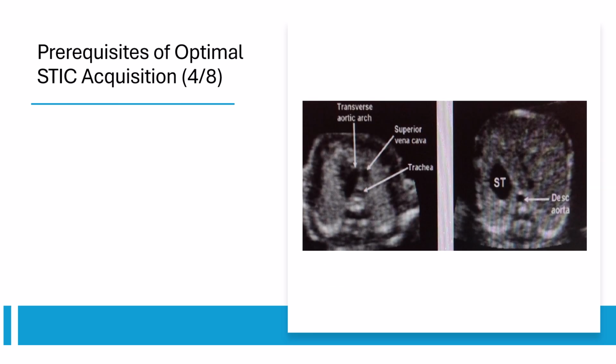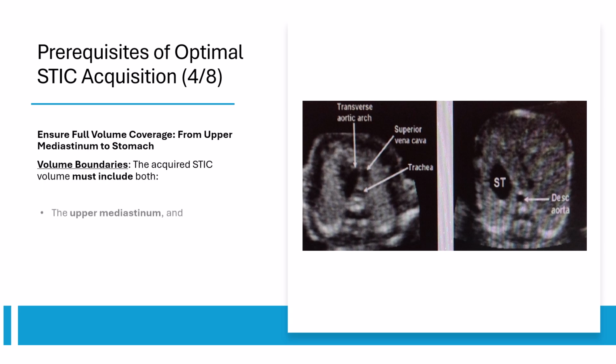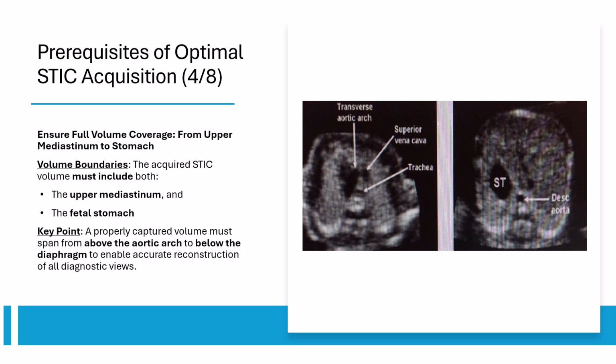To ensure comprehensive evaluation, the acquired STIC volume must fully cover the fetal thorax from the upper mediastinum down to the stomach. The upper mediastinum refers to a plane cranial to the 3-vessel view extending above the transverse aortic arch to include the neck vessels. This region is critical for assessing great vessel alignment. The inferior boundary must include the fetal stomach, ensuring complete coverage below the diaphragm. This is essential for accurate assessment of cardiac access and situs.